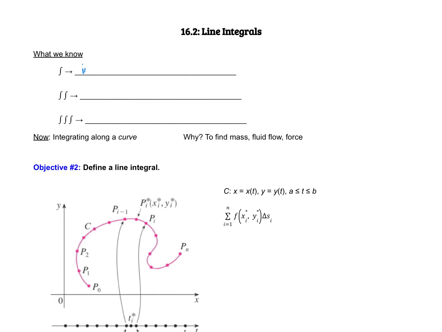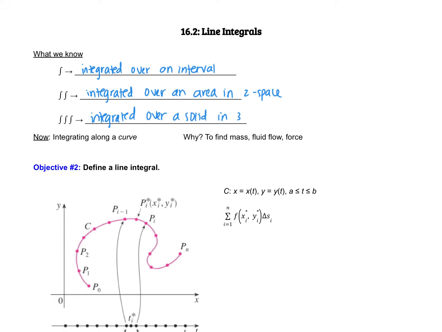We've talked about single integrals, where we've integrated over an interval. Then we learned how to calculate double integrals, where we integrated over an area in two space. Triple integrals, we integrated over a solid in three space. So what we're going to do today is integrate along a curve.